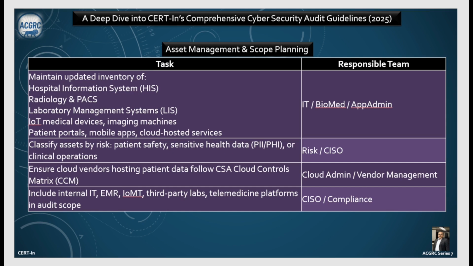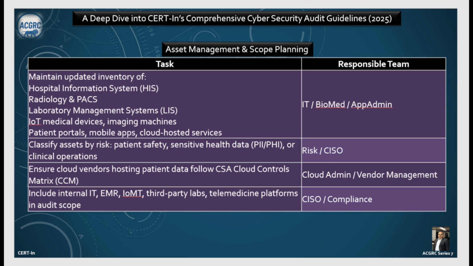Then we come to the phase of asset management and scope planning. Step 1 is to maintain an updated inventory of your hospital information system. Second, radiology and PACS, laboratory management systems, IoT medical devices, imaging machines, patient portals, mobile apps, cloud hosted services. This task should be driven by your IT, biomedical, and application admin teams or heads.